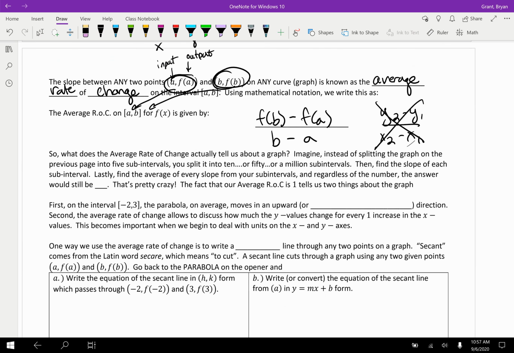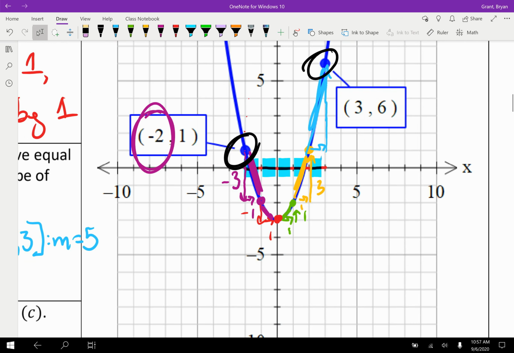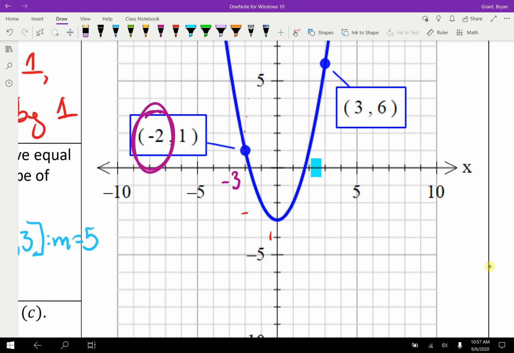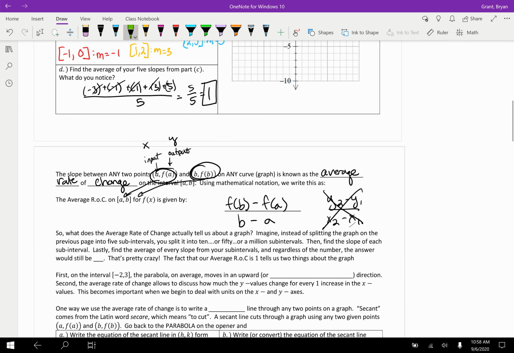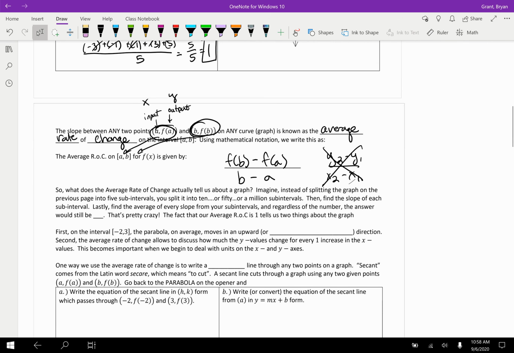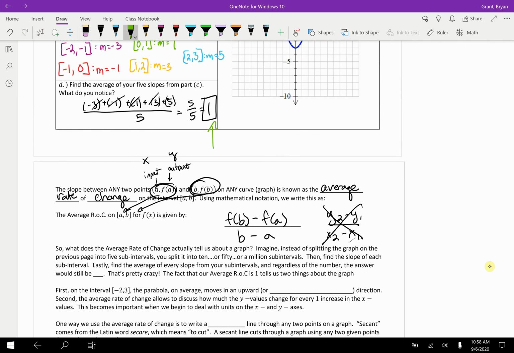Well, up above we split the graph into 5 subintervals. But if I had split it into 10 or 50 or 1,000,000 subintervals, right? So instead of splitting it into these 5 subintervals down here, what if I asked you to split it into, I don't know, 10, where we did this first subinterval, here's a next subinterval, here's the third subinterval, right? We have 10 points instead of 5 up here. Well, if you'd found 10 slopes and added those up and divided by 10, guess what you would have found as your answer? Oh yeah, you would have gotten 1.